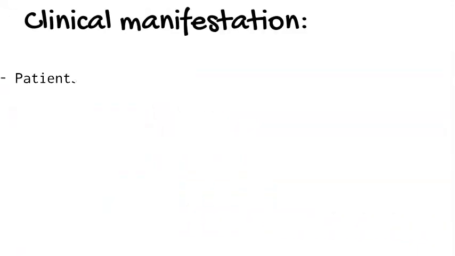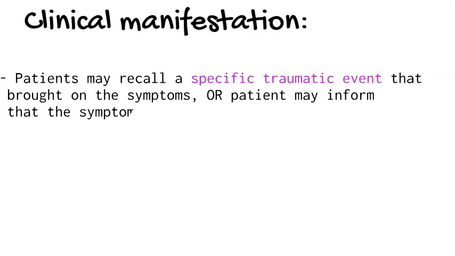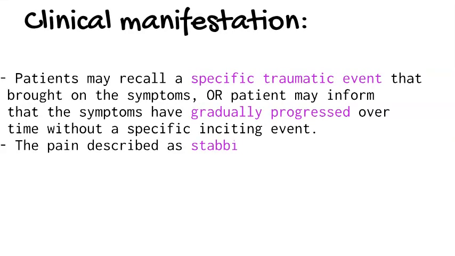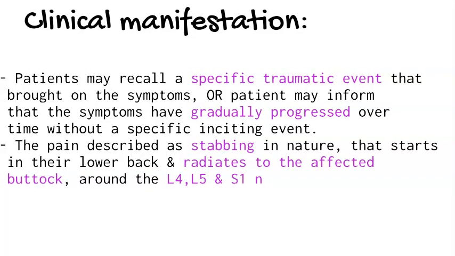Patient may recall a specific traumatic event that brought on the symptoms, or patient may inform that the symptoms have gradually progressed over time without a specific inciting event. The pain is described as stabbing in nature, that starts in their lower back and radiates to the affected buttock around the L4, L5 and S1 nerve root.